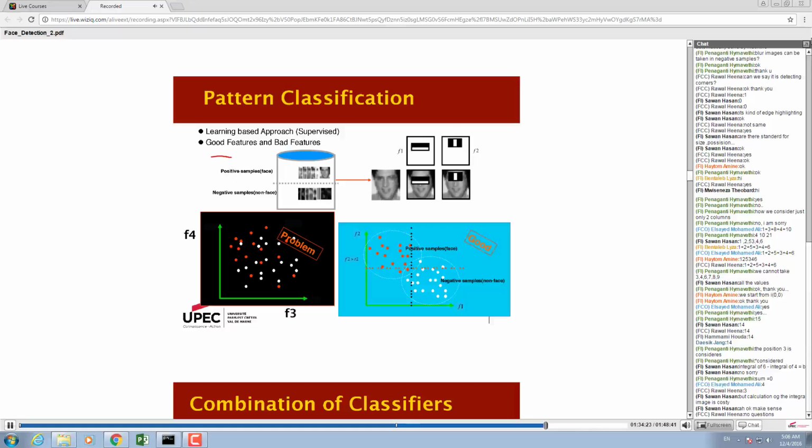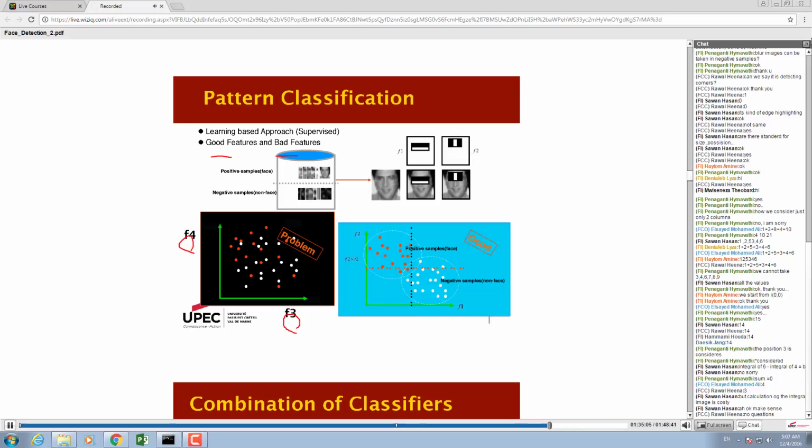Then how can we know which is good and which is not good? Let's see this example. This is a very common concept of good features and bad features. You can determine good and bad features based on the sample images, because we already know the positive samples and negative samples, since this is supervised learning, right? We are assuming they are given with the labels, face and non-face.